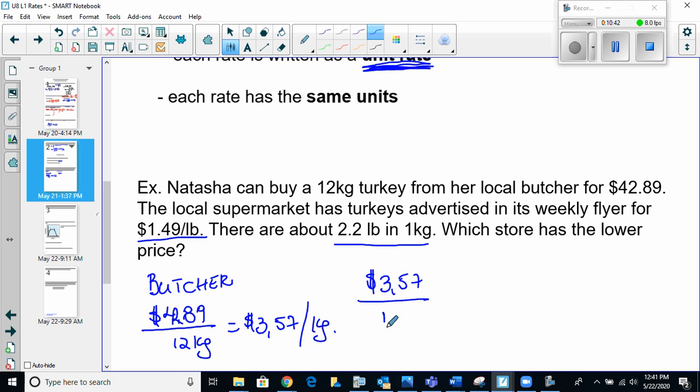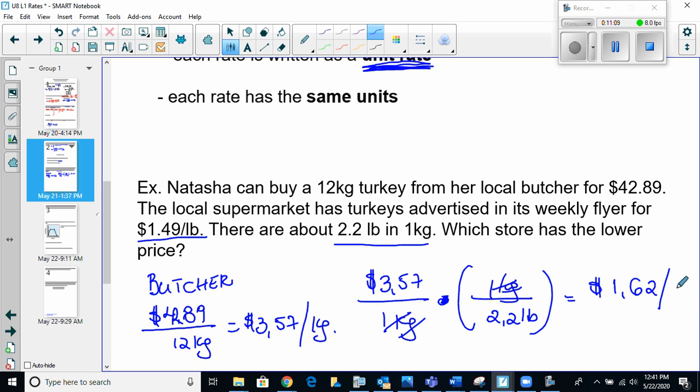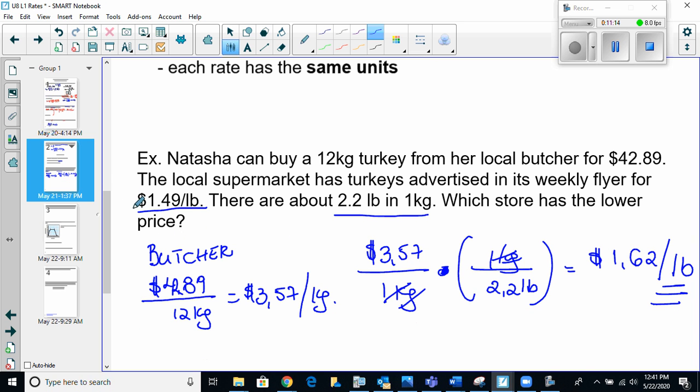$3.57 per 1 kilogram. And now knowing that in 1 kilogram we have 2.2 pounds, kilograms and kilograms cancel. We can figure out that the unit price at her butcher is $1.62 per pound. But at the local supermarket, the price will be 1.49.